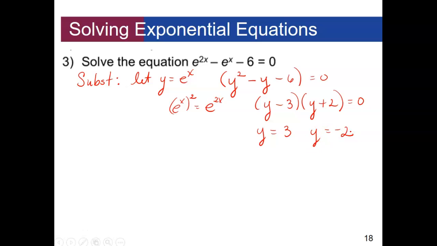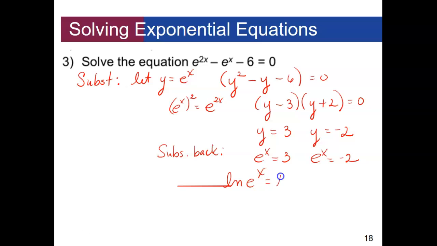Okay, at this point, we want to substitute back. We know that y is e to the x, so I'm going to replace my y with e to the x. And then to solve this, we take the natural log of both sides. And when I do that, those cancel. So we get ln of 3 over here.